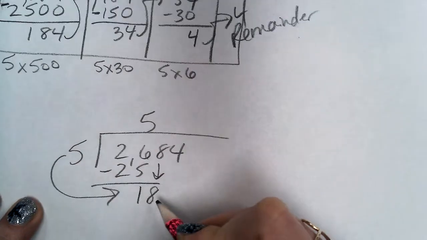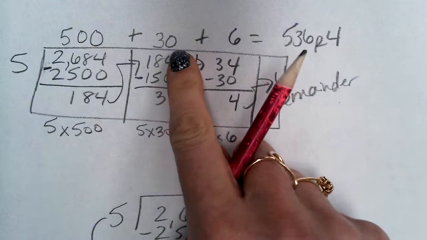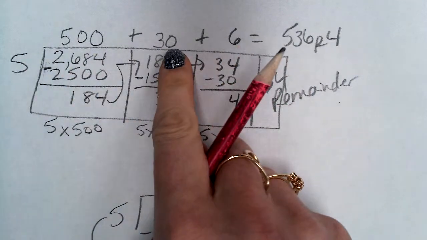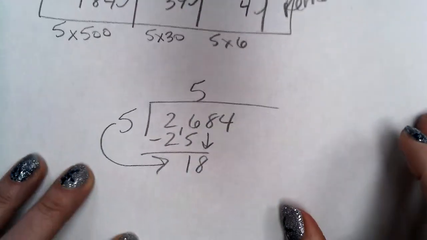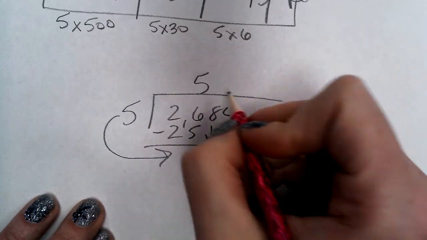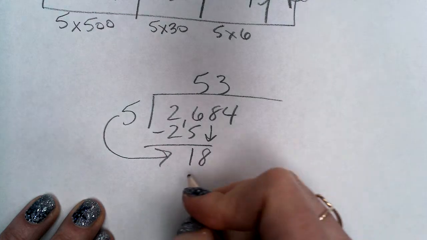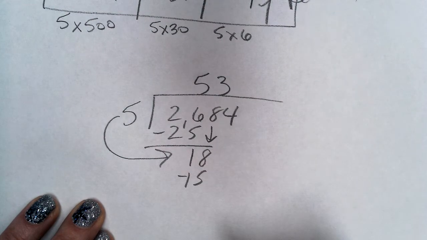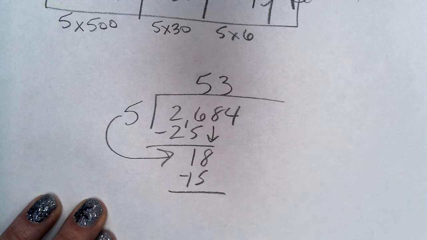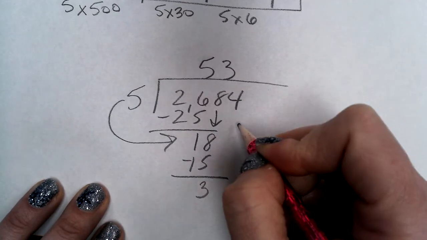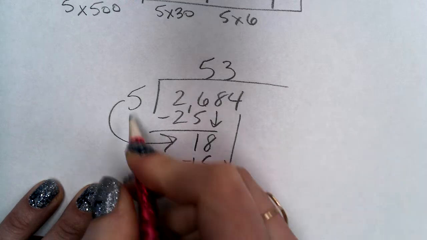And here again, same thing. We had 18 up here and we had 18 here. Remember how many 5s go close to 18 and the students chose 3 as our practice. So same thing. 5 times 3 is 15. Subtract. Bring it down. Repeat.